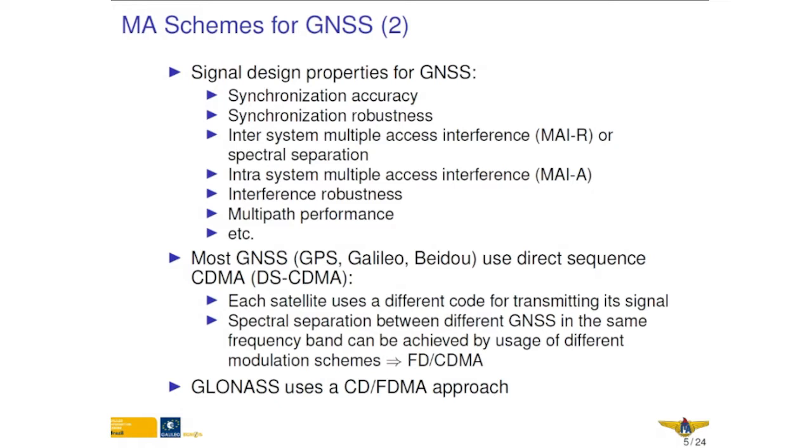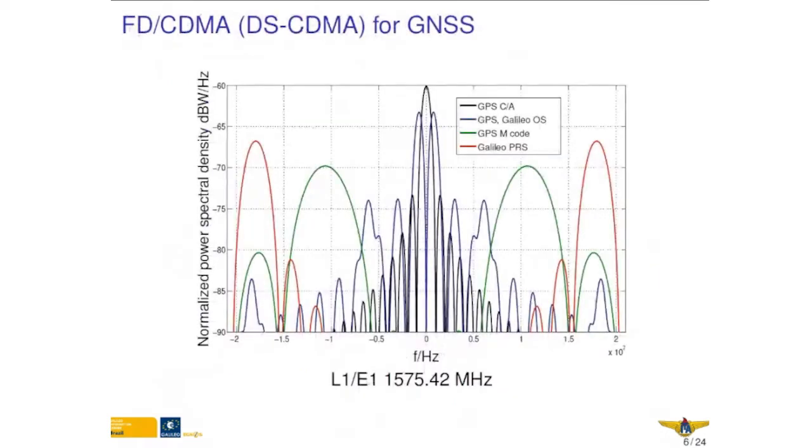So in principle, these systems have implemented an FD-CDMA approach. GLONASS, the Russian system, is the only system that has implemented a CD-FDMA approach. So they have FDMA. Each satellite uses a different subband of the available bandwidth, and transmits the same spreading sequence within this available bandwidth. So here we can see in this slide what I mean with the FD-CDMA approach.